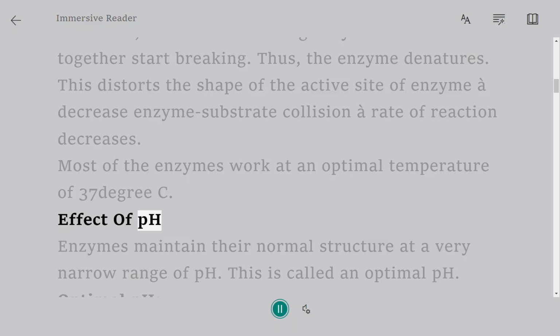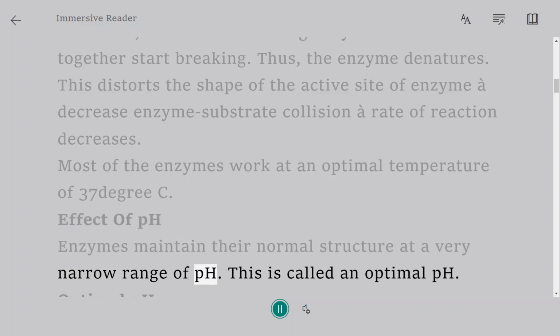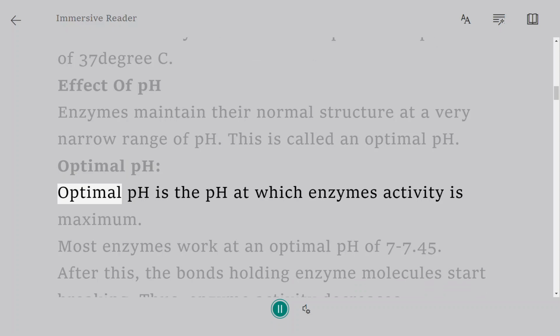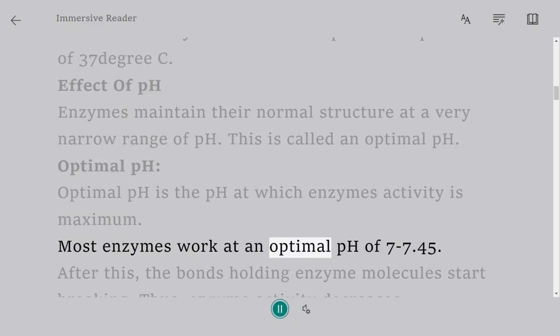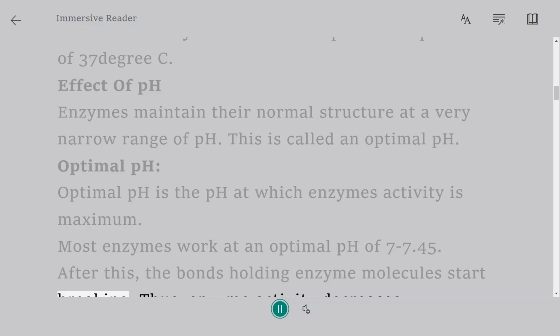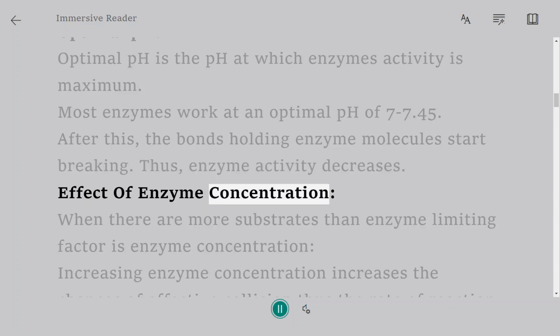Effect of pH. Enzymes maintain their normal structure at a very narrow range of pH. This is called an optimal pH. Optimal pH is the pH at which enzyme activity is maximum. Most enzymes work at an optimal pH of 7.45. After this, the bonds holding enzyme molecules start breaking. Thus, enzyme activity decreases.